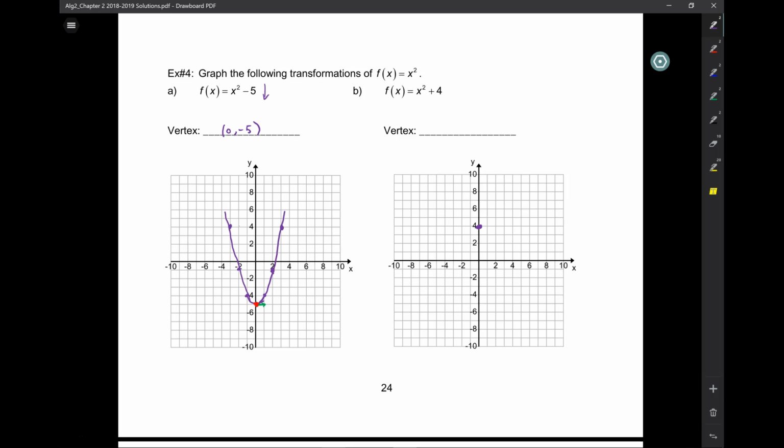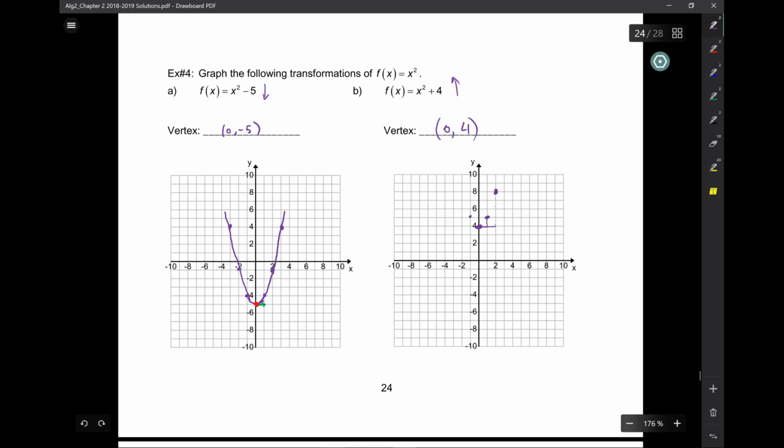Okay, so this moves it up 4 units. So my new vertex is 0, 4, right? So I put my vertex at 0, 4, and now I do the same exact thing. I go over 1, up 1, over 2, up 4, and I don't have enough room to go up 9, so this is good enough.